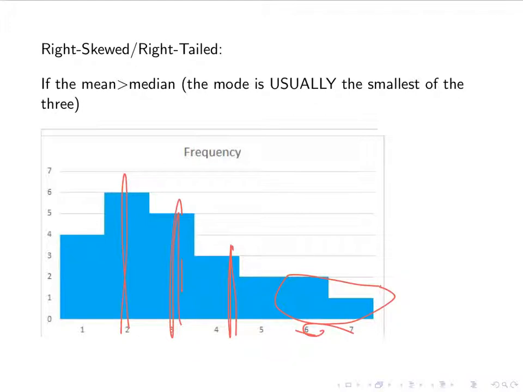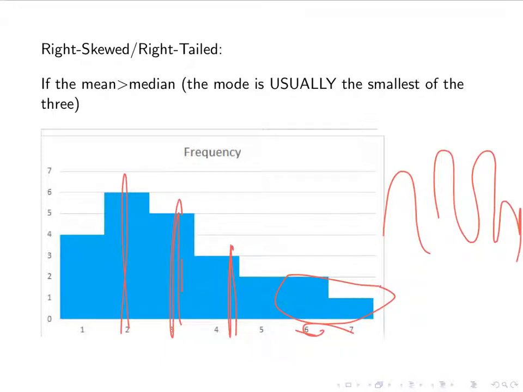Again, these are typically the three that we're going to look at: things that are symmetric, things that are left-skewed, and things that are right-skewed. Not every data set is one of those three things. You could have something that looks really crazy. If I looked at a frequency table, it might look something like this.